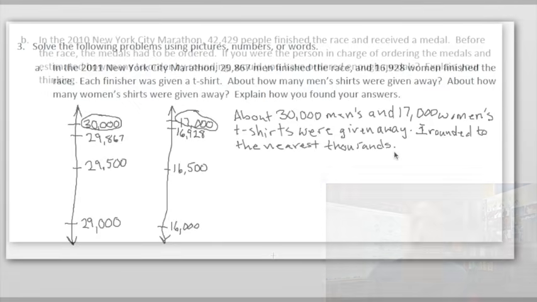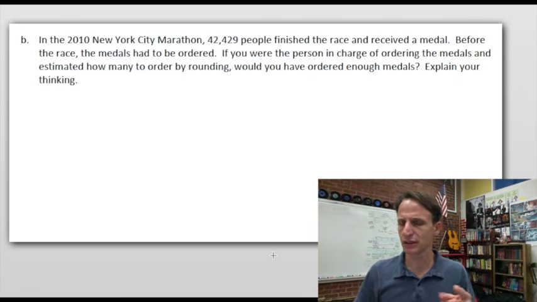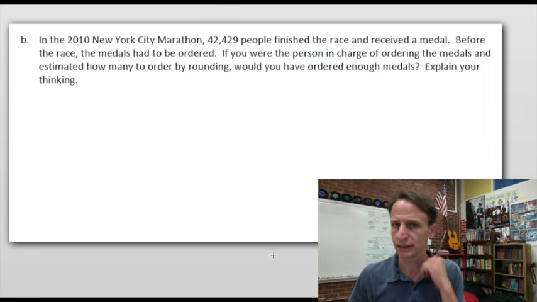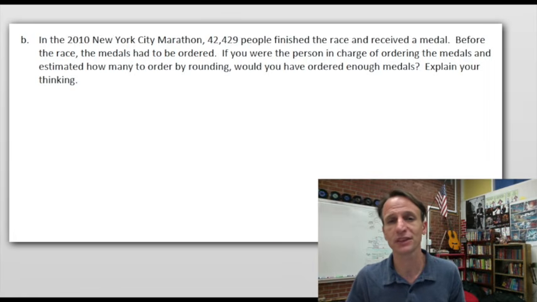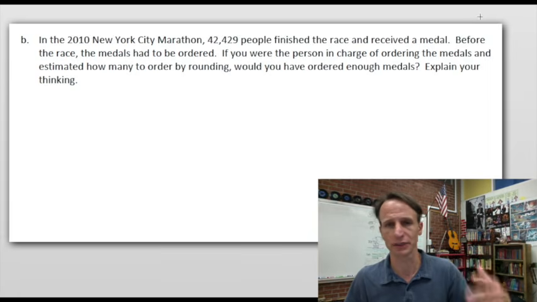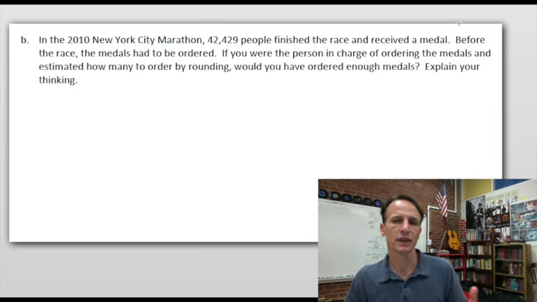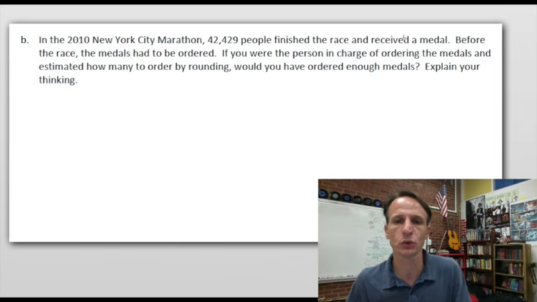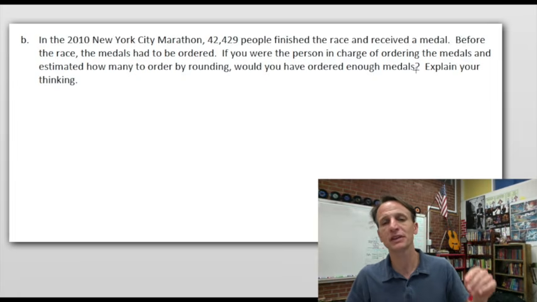Let's go on with 3B. All right, 3B. Now, it can be a little tricky here because it seems like we're continuing right on from the previous example. In a sense, we are, because we're still dealing with the New York City Marathon. But notice this is the 2010 Marathon, and so this question has absolutely nothing to do with the previous question. So in that year, 42,429 people finished the race and received a medal. Before the race, the medals had to be ordered. If you were the person in charge of ordering the medals and estimated how many to order by rounding, would you have ordered enough medals?